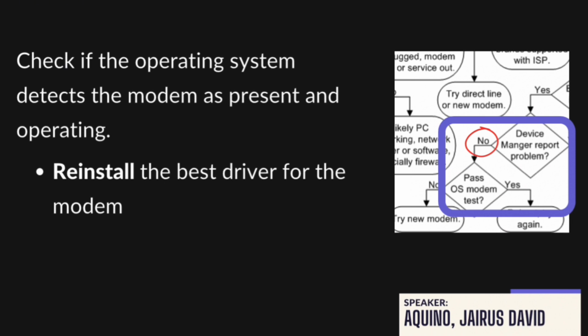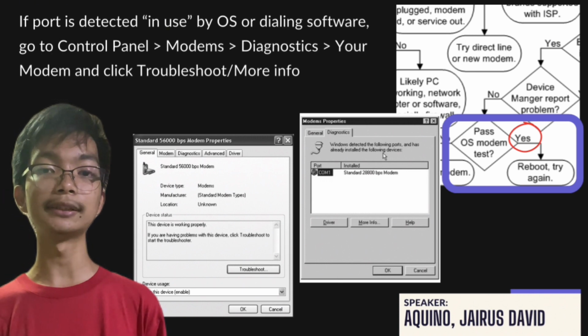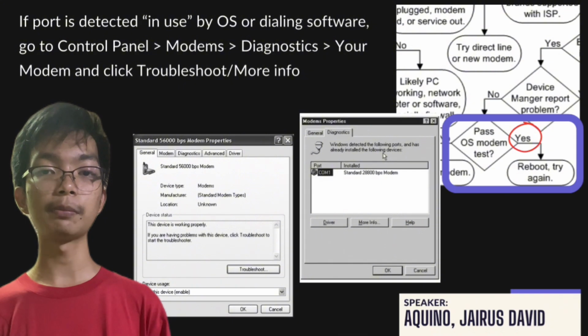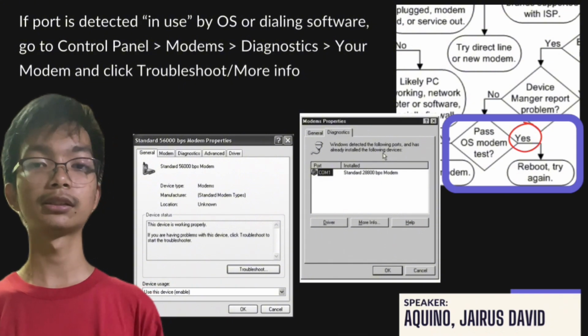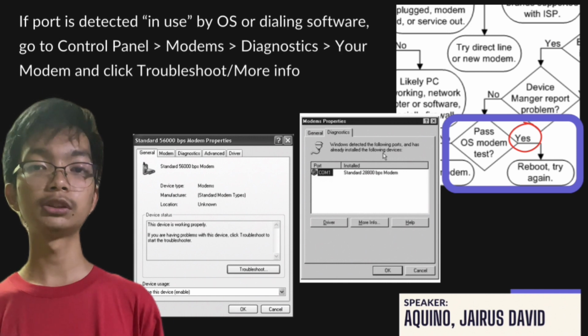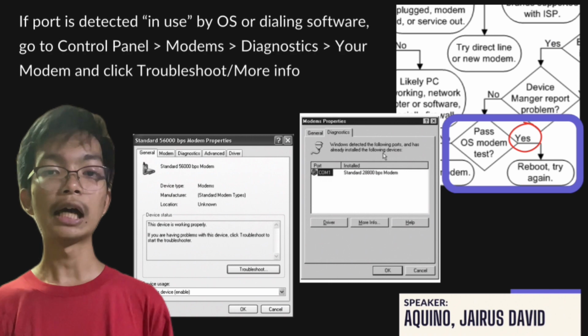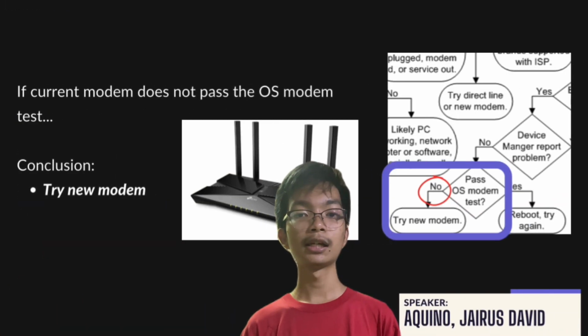Afterwards, does the modem pass the OS modem test? If yes, check if the port is detected in use by the OS or dialing software. Go to the properties of the modem via Control Panel and click Diagnostics. Lastly, click Troubleshoot or More Info, then try shutting down and rebooting. However, if your current modem does not pass the OS modem test, it is recommended to try a new modem.